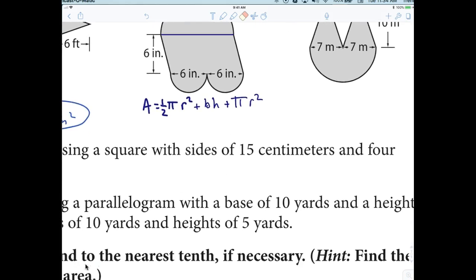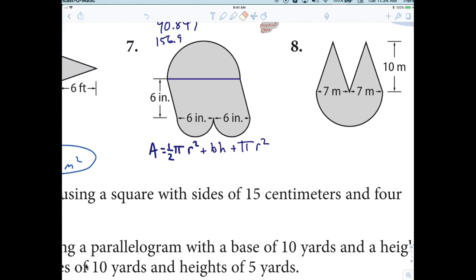So from there now, here we go. What is the radius of the large circle? 6. Very good. It is 6. Did everybody see that? All right. So now I have 1/2 pi. And what's 6 squared? It's small numbers we can just go ahead and do. Plus, what's the base and height of the parallelogram? 6 and 12. Very good. 6 times 12.